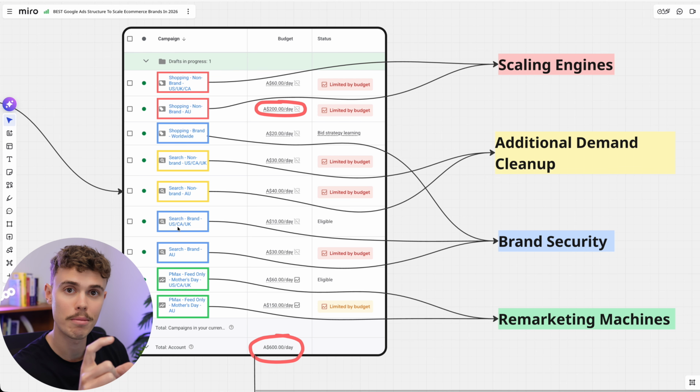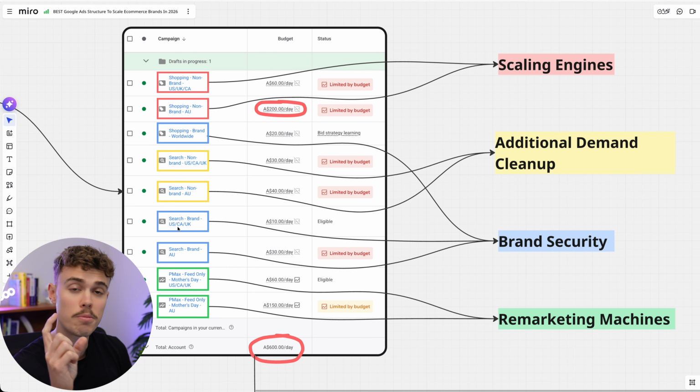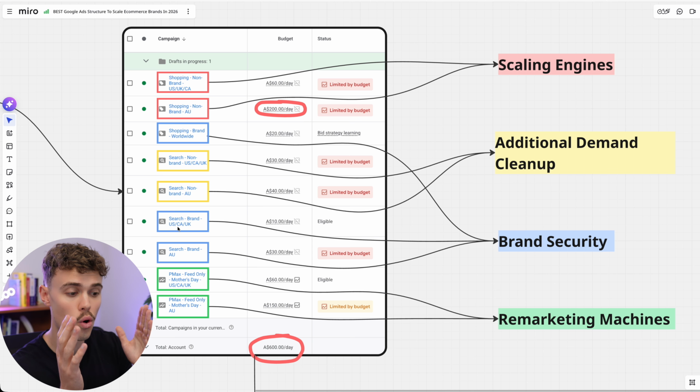So make sure if you are running branded campaigns, which I highly recommend, just make sure they are very clearly siloed. You're clearly watching the return. You should be aiming for a very high ROAS on branded traffic because you essentially already own these customers, but you do want the campaigns in place.